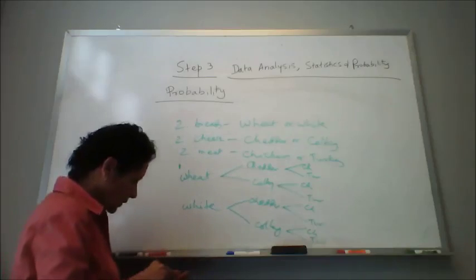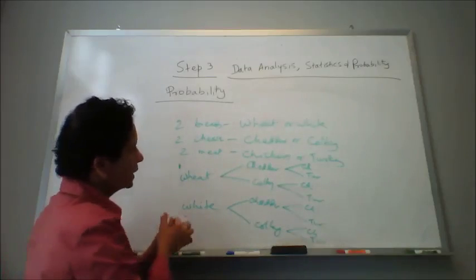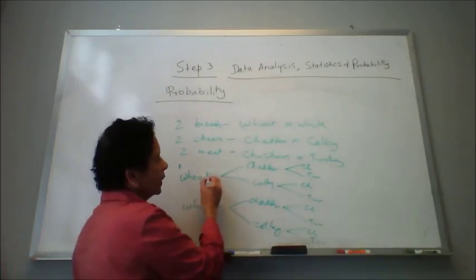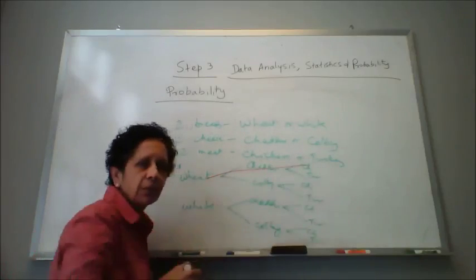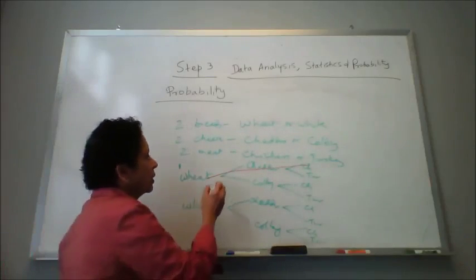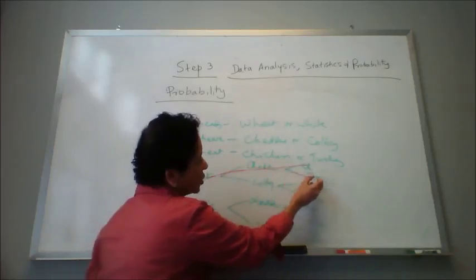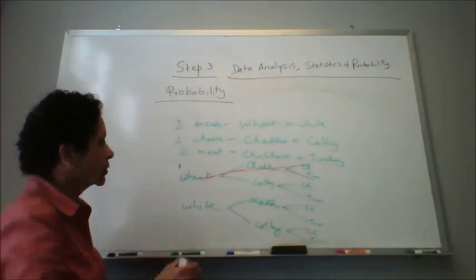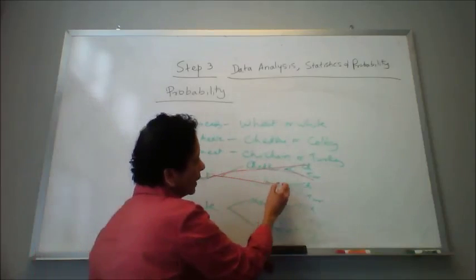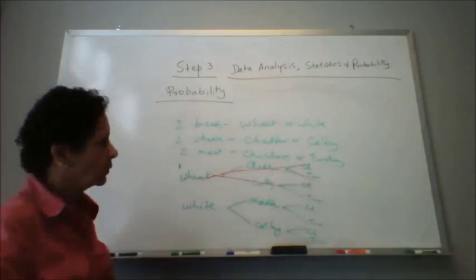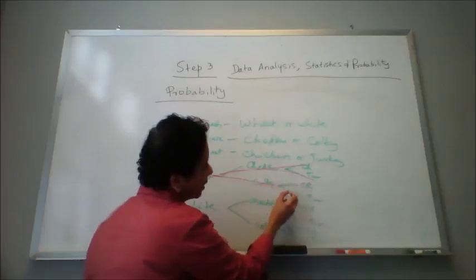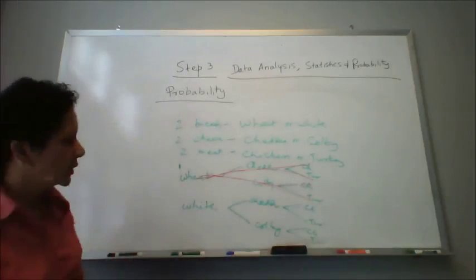So when you look at this, you can see that I can pick wheat, cheddar, and chicken. That's one possible sandwich. Or I can do wheat, cheddar, and turkey. That's a second possible sandwich. Or wheat, Colby, and chicken. That's a third possible sandwich. Wheat, Colby, and turkey. That's a fourth possible sandwich.